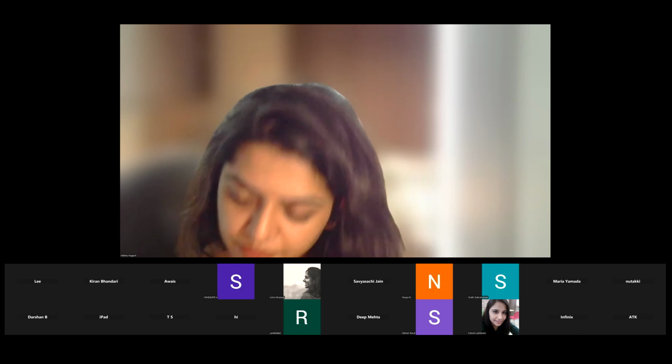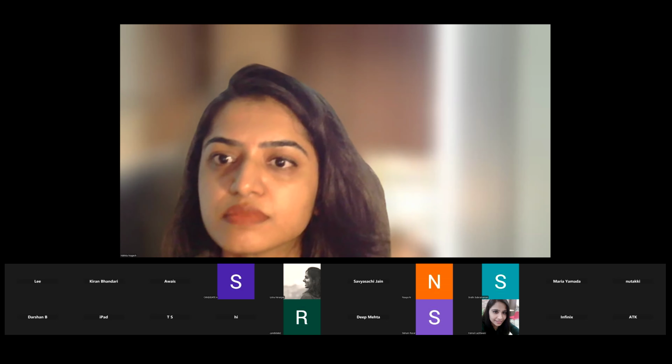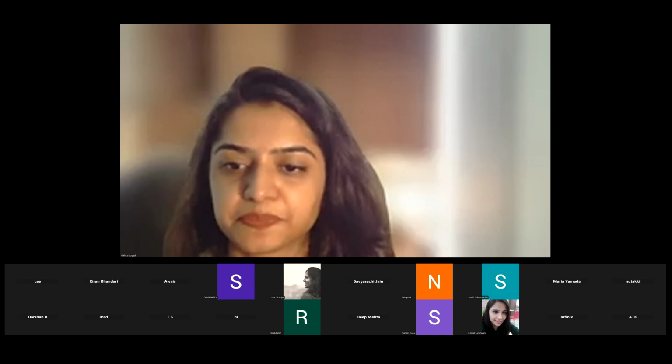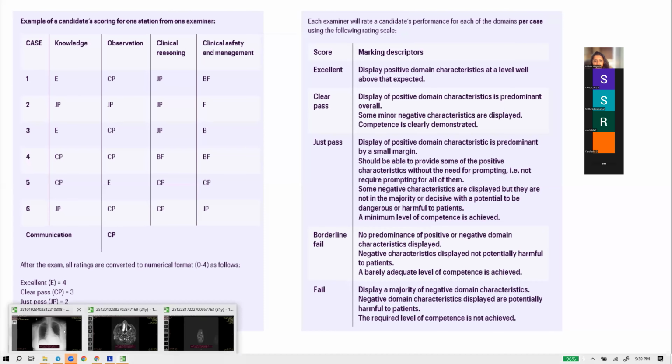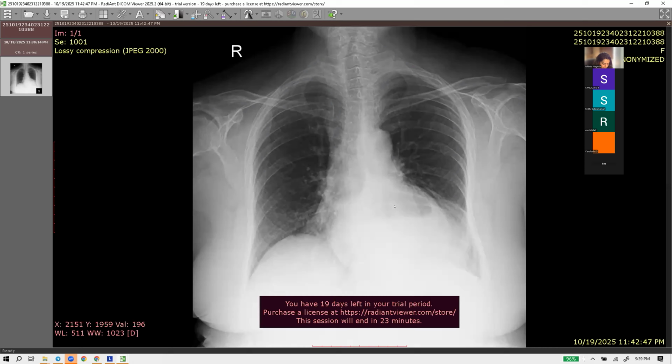Yeah, can you see my screen, Nikita? Not yet. Candidate 3, you're here? Yes, can you see my screen? Yes, we can now see the marking page. Okay, I'm starting the timer now.